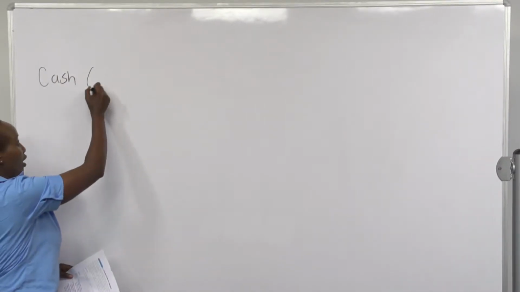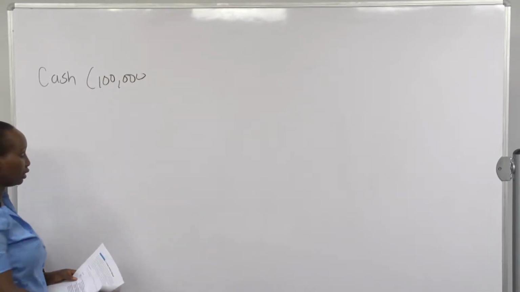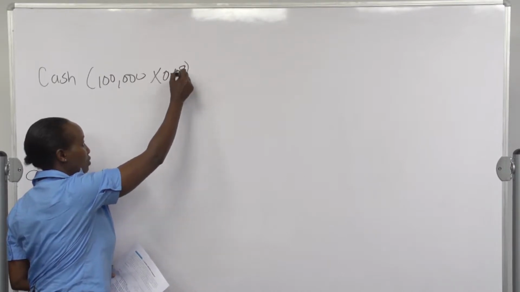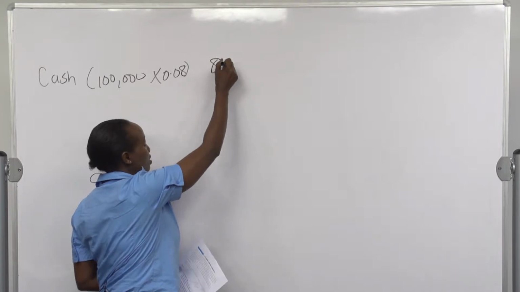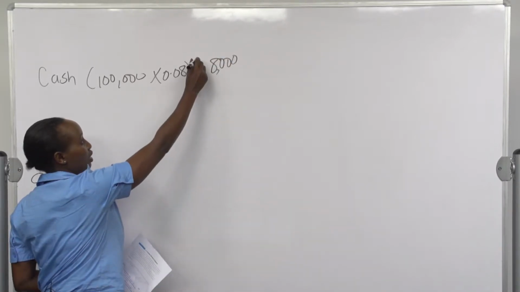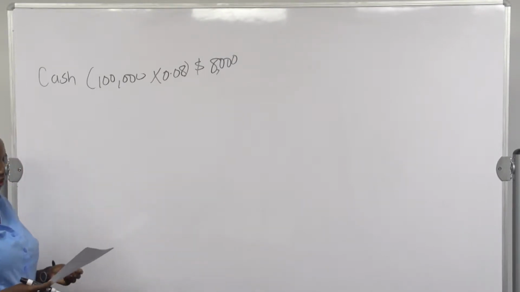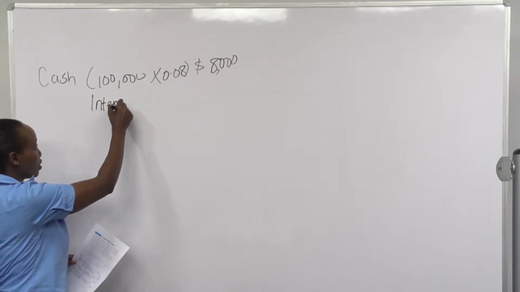100,000 is the face value of the bond, and it's at 8%. So times 8%, that's the amount that we are receiving. So we are receiving $8,000, and for the interest income, we're going to use the effective interest rate.